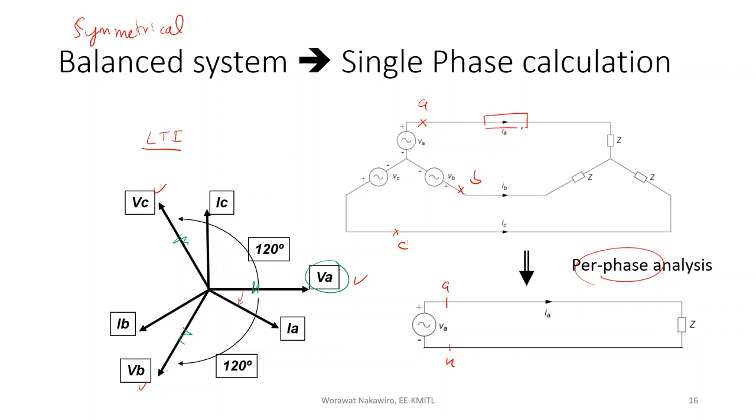But in this case, if you have the line impedance, for example Z line, you could have the Z line here. Similarly, if it is a balanced three-phase system, the line of phase A and the line of phase B will have the same impedance, and so does the line of phase C. All these three will have the same line impedances. Then we take one of the phases out.